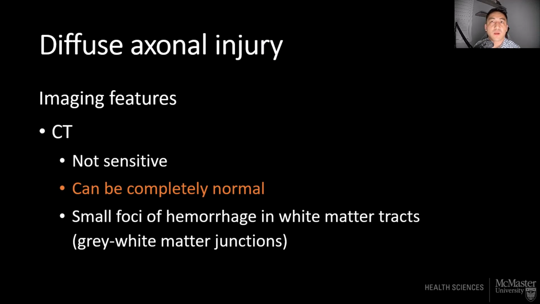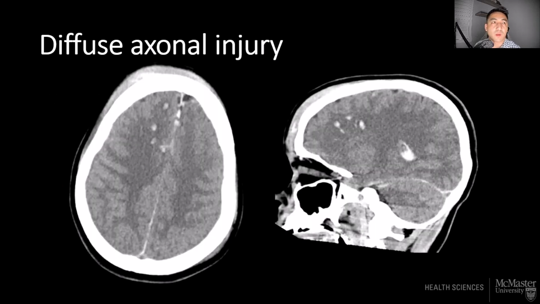On CT, we may not see much. The CT can be completely normal. If there are abnormalities, there will be small hemorrhages within the white matter tracts, mostly in gray-white matter junctions. Here we have multiple small foci of hemorrhage within the subcortical white matter and gray-white matter junction of the right superior frontal gyrus. You can also appreciate their parallel orientation to the white matter tracts on sagittal.